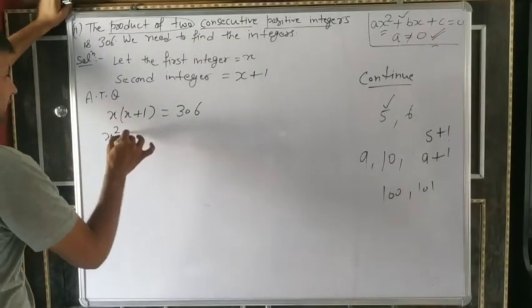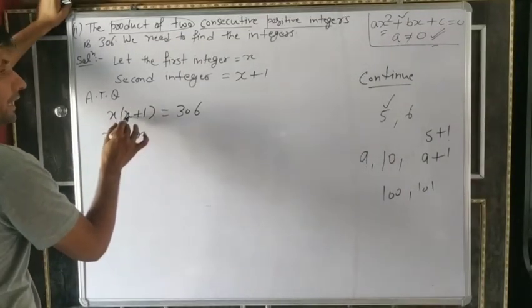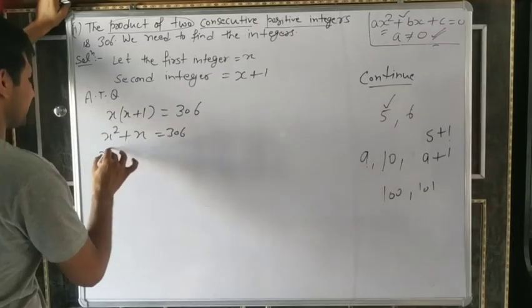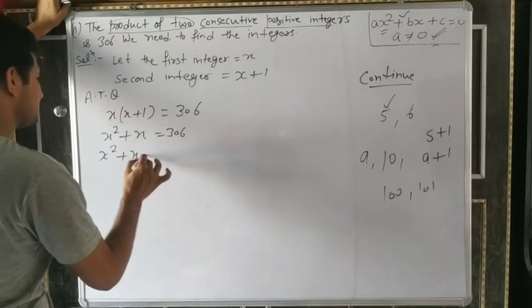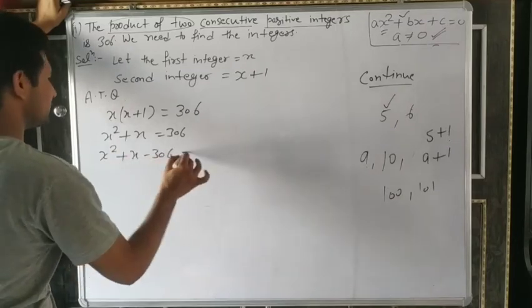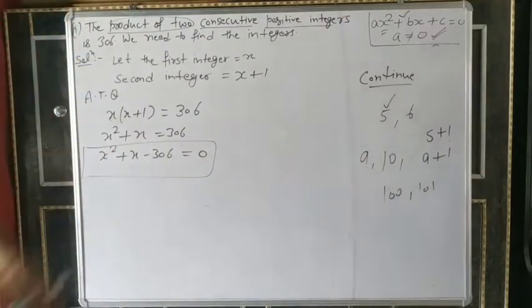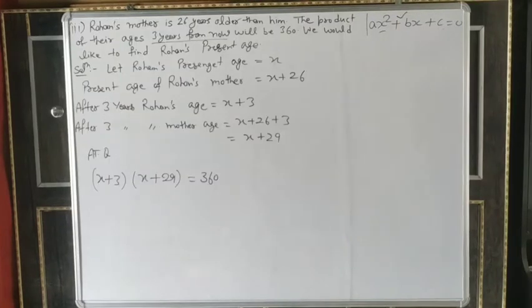We will solve it. x multiplied by x is x square, x into 1 is x, equals 306. So write x square plus x minus 306 equals 0. So it is your answer for the second part. Understand it? Note it down. Do it yourself also.